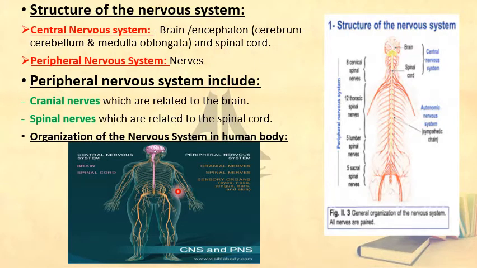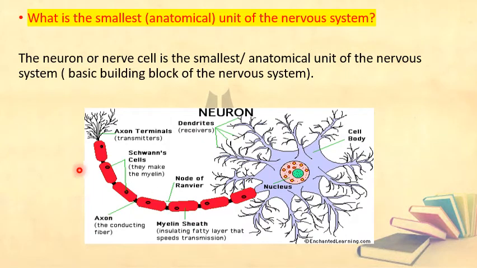And with respect to the peripheral nervous system, we have the nerves, and you know that we have cranial nerves, the ones that are related to the brain, and we have the spinal nerves, the ones that are related to the spinal cord. Here is the structure of the nervous system. Brain, spinal cord, together they form the central nervous system, and we have the nerves which form the peripheral nervous system. What is the basic or the smallest or the anatomical unit of the nervous system?